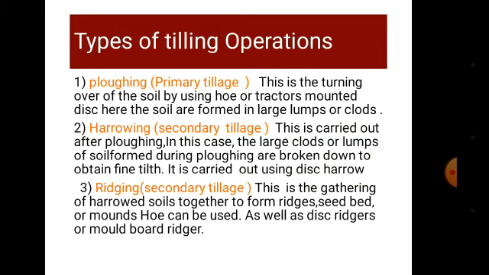The third one is ridging, which is also a secondary tillage. After harrowing, the next operation is ridging. This is the gathering of the harrowed soil together to form ridges. Hoes can be used as well as ridgers or board ridgers. It is very important to make ridges or mounds, as the case may be, for tubers and roots, for example yam and cassava. Ridging is important because of the following.